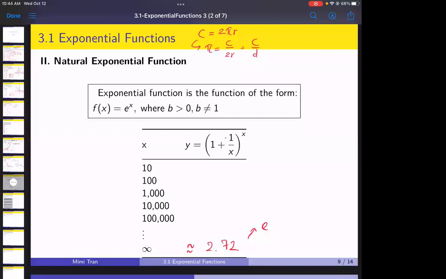On the exam, do not put in 2.7. It's in your calculator. It's kind of like pi. All you do is just press second divide and then it'll give you e.